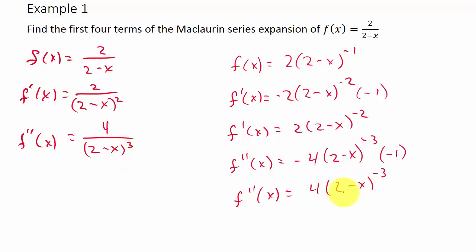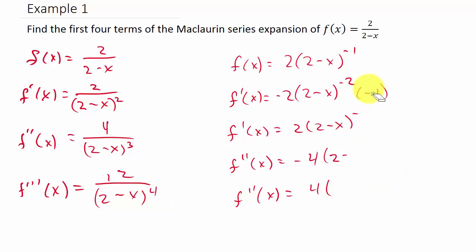I'm not going to go through finding the third derivative, just to save time. You'll do it similar to the way we found the first and second. The third derivative would be 12 over 2 minus x to the fourth. Alright, so let me get rid of this.